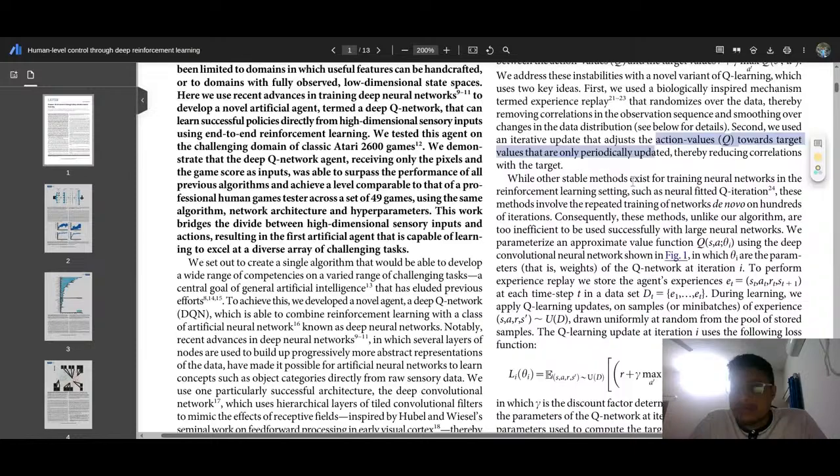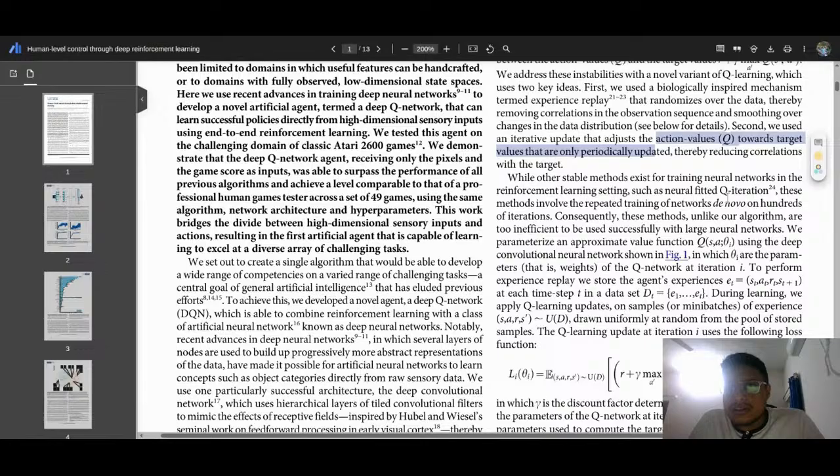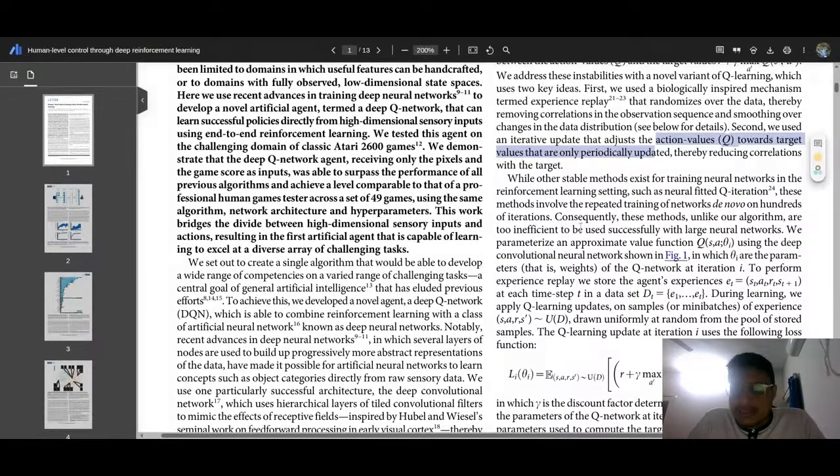While other stable methods exist for training neural networks in the reinforcement learning setting, such as neural fitted Q iteration, these methods involve the repeated training of networks de novo on hundreds of iterations. Consequently, these methods, unlike our algorithm, are too inefficient to be used successfully with large neural networks. We parameterize an approximate value function Q using the deep convolutional neural network shown in this figure. So it is like state, action, and output, right?